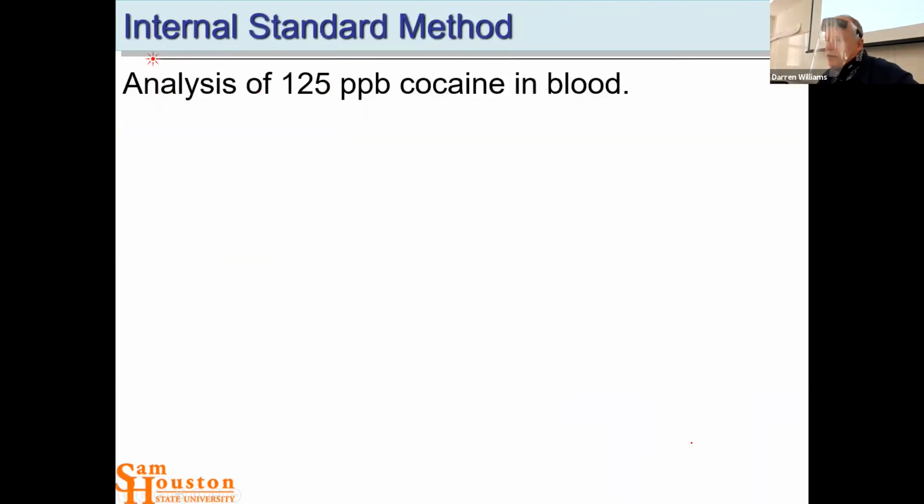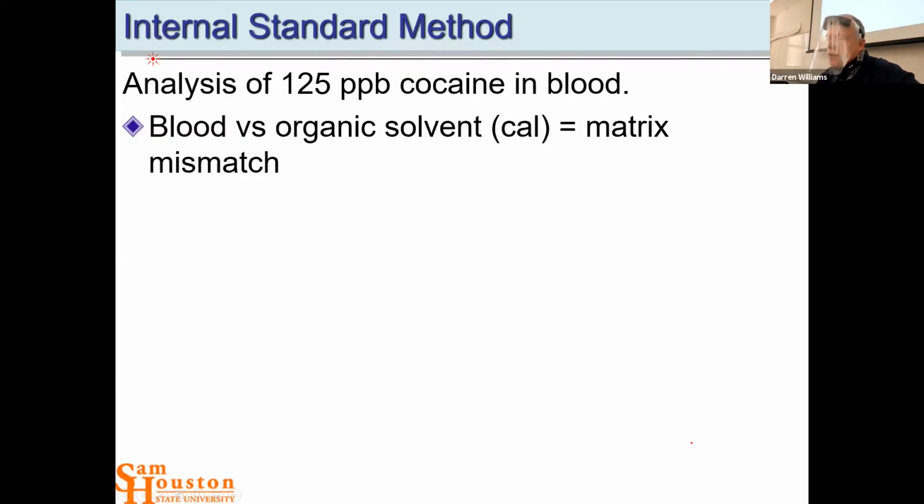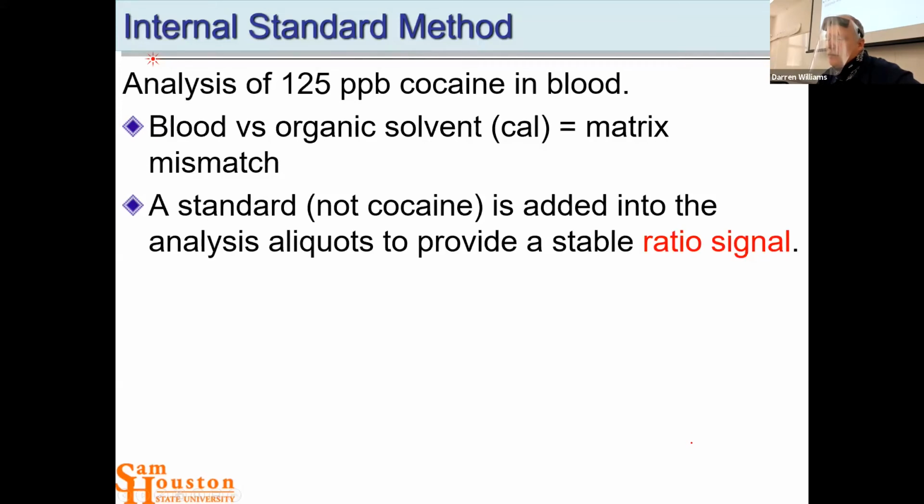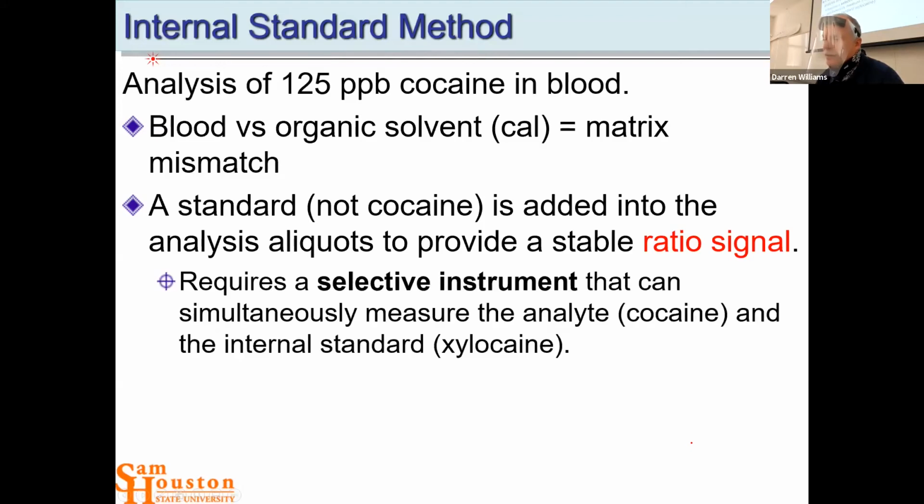So let's do the internal standard method. I'm kind of telling you it's due to the matrix effect, but maybe it's just sample to sample variation. This is how we would get rid of sample to sample variation. So our blood versus organic solvent is a matrix mismatch, but we can see if we can improve our analysis by adding in another standard, not cocaine, to each aliquot. And so we're going to put the same amount in each of our aliquots to provide a ratio signal.